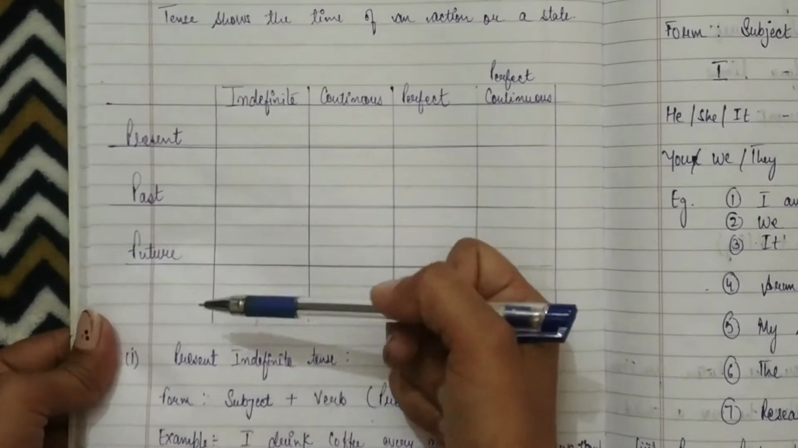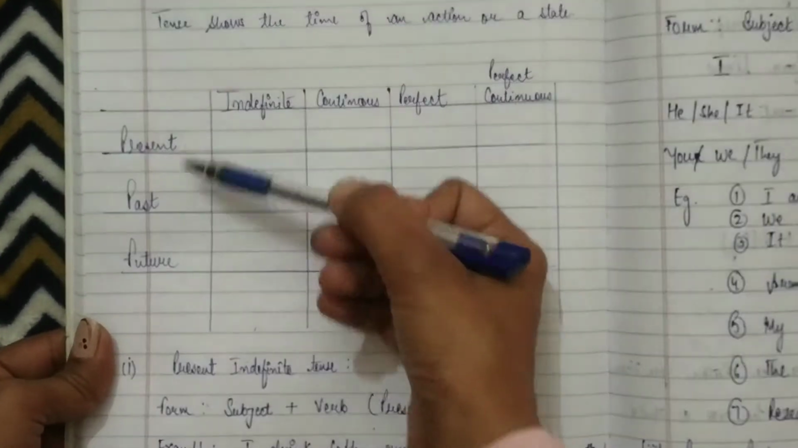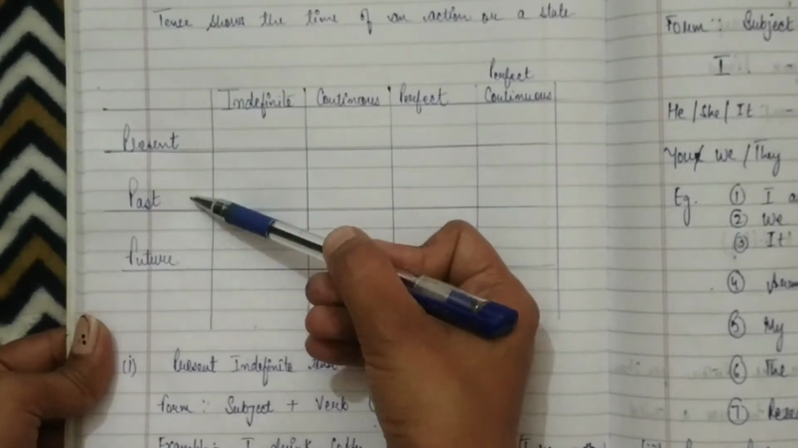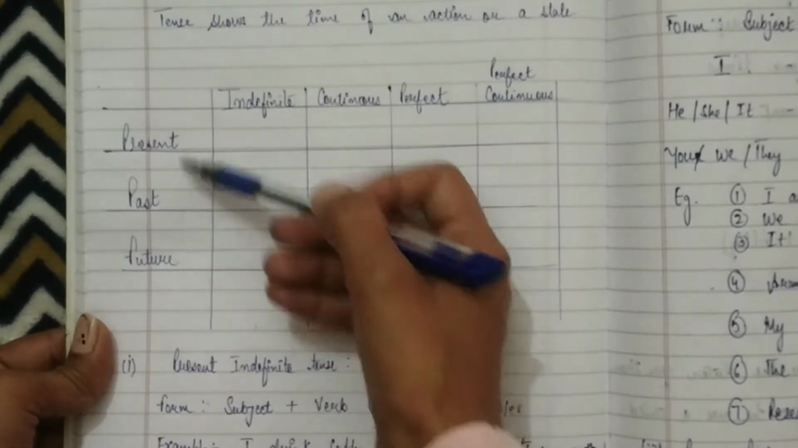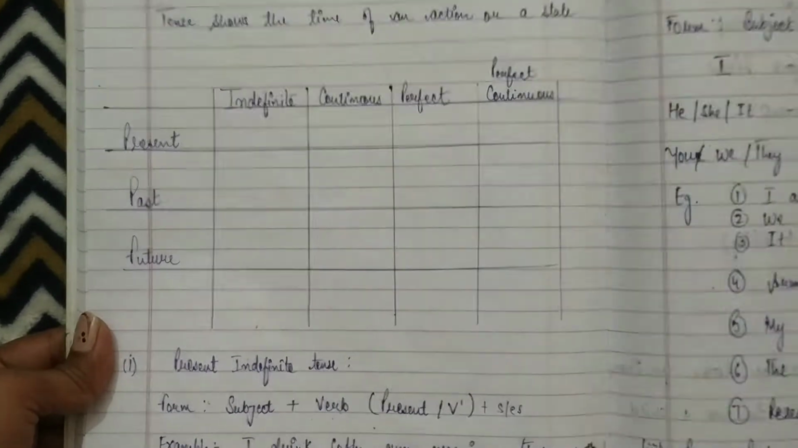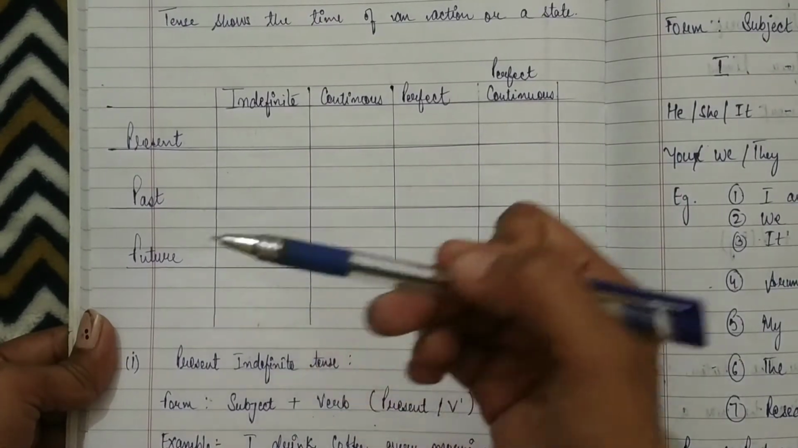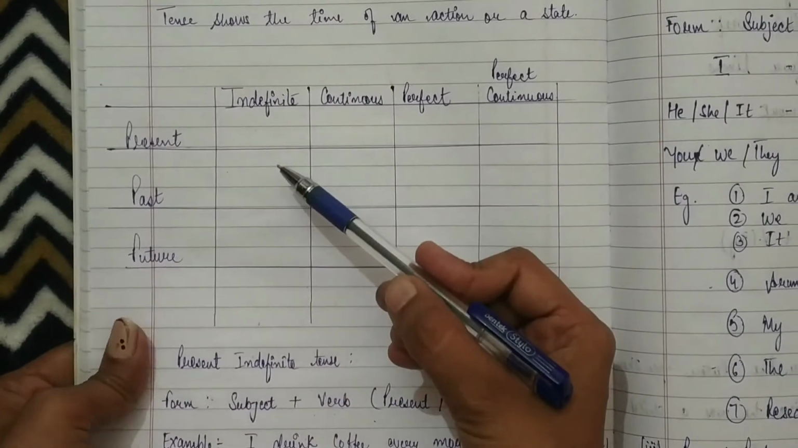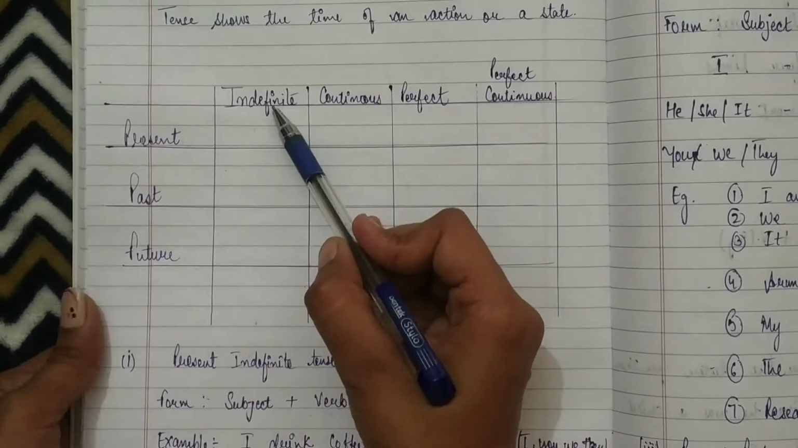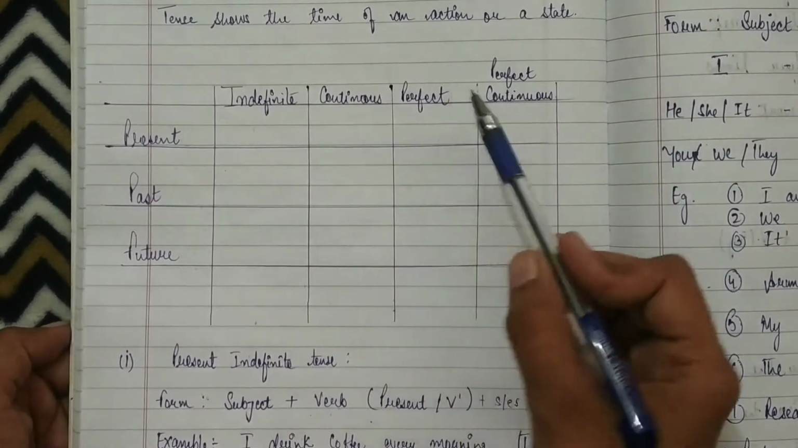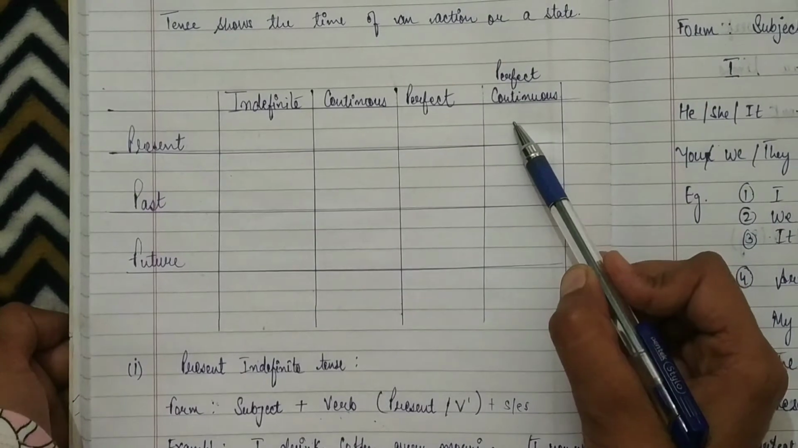While talking about tense and time, we talk about present, past, and future. And along with this time, we also talk about different aspects. So, there are 4 aspects: indefinite, continuous, perfect, and perfect continuous.